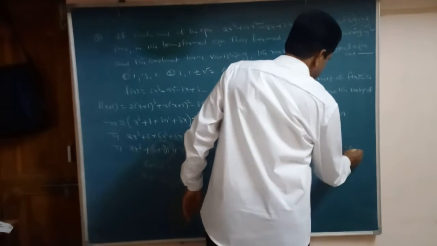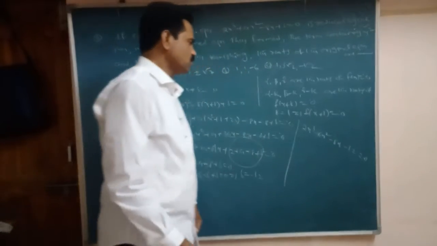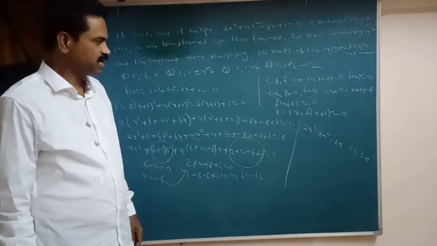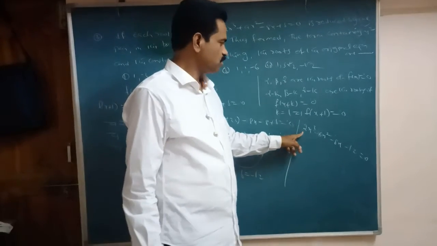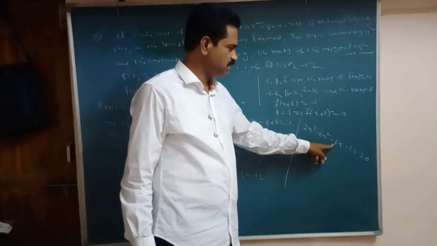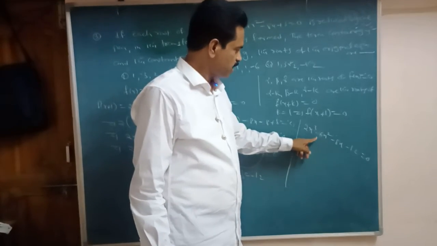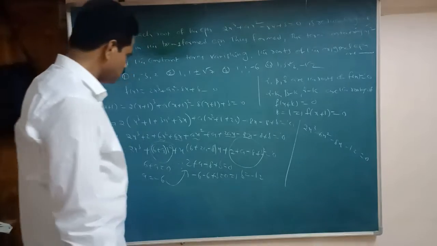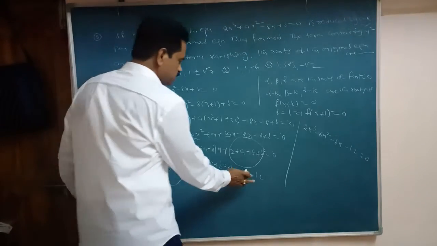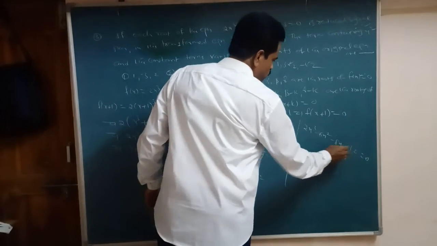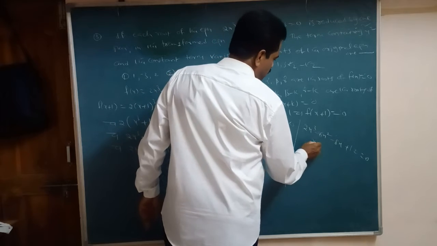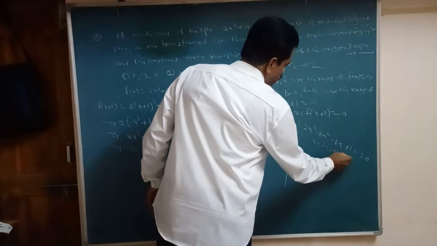B is how much here? Minus 12, equal to 0. So x equals 1, we take here, satisfying the roots by trial and error. 1, 2, minus 6, minus 4, minus 8. So it is minus 12 plus 12. B equals plus 12. So it is satisfying here. X equals 1, then 0 equals 0.